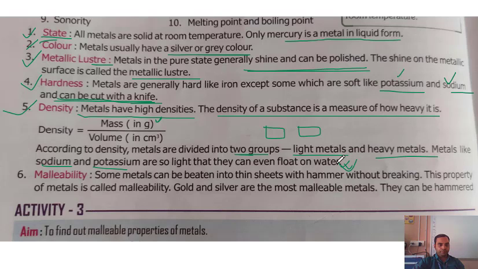Okay. The last one is malleability. Some metals can be beaten into thin sheets. Malleability means you can convert a metal into a thin sheet with a hammer without breaking it. This property of metal is called malleability. That means malleability is the property of metal through which it can be converted into thin sheets. Gold and silver are malleable metals. They can be hammered. You can convert gold and silver into thin sheets.